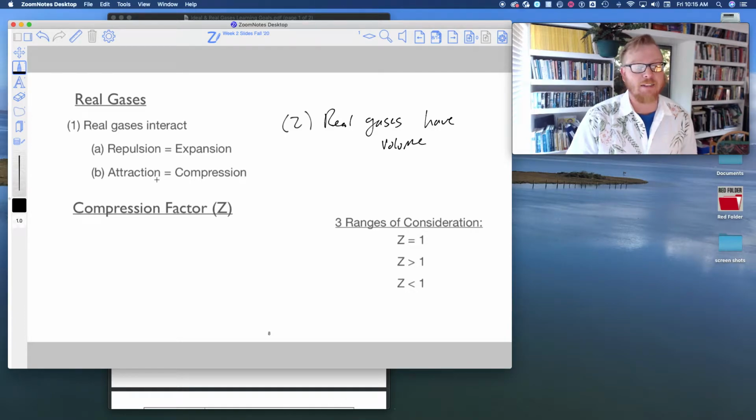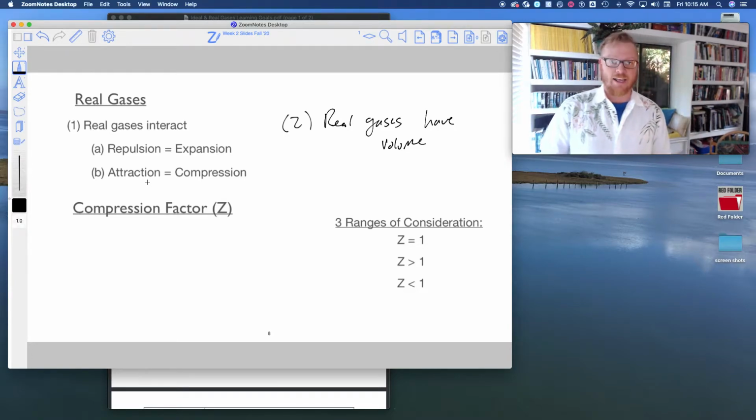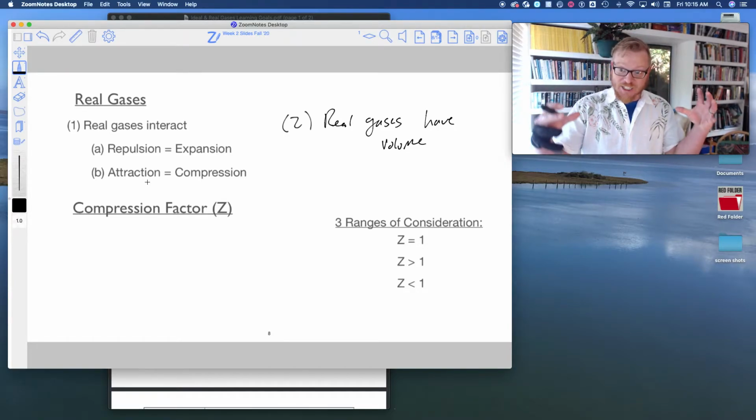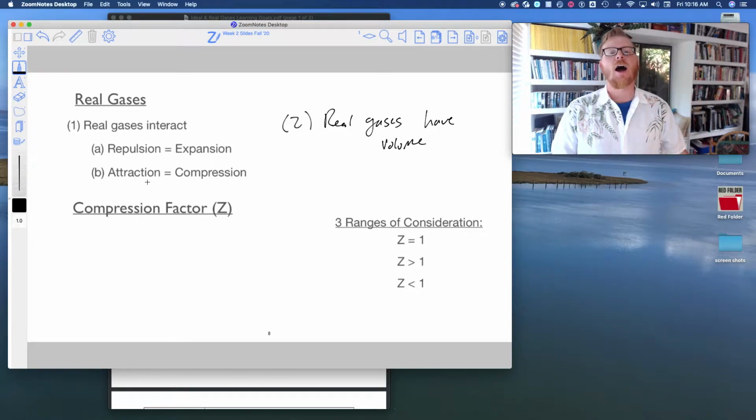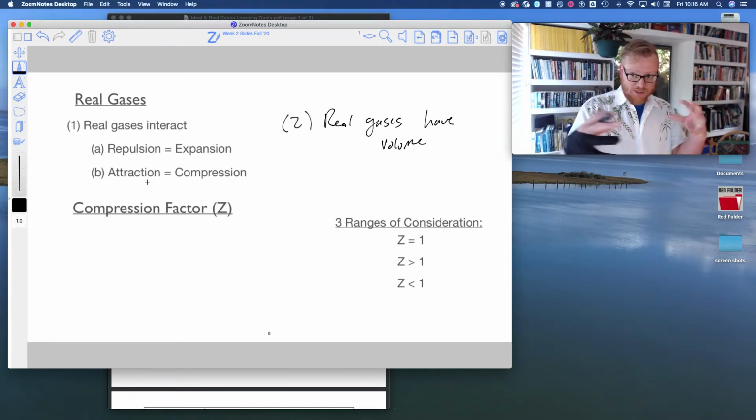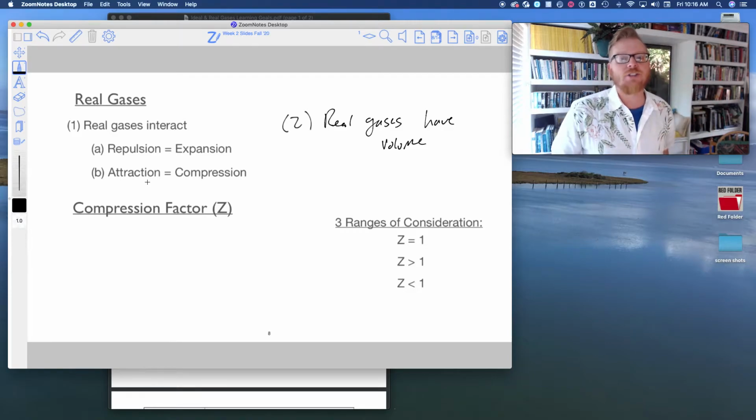So in that last lecture, I was talking about attraction. Attraction through hydrogen bonding or through London dispersion forces. And the effect that attraction has on a gas is that it can actually make it compress when, of course, the container is free to move. In a rigid container, you'll just see a decrease in pressure. But if the container was not rigid, you would actually see some compression, some change in volume, okay?